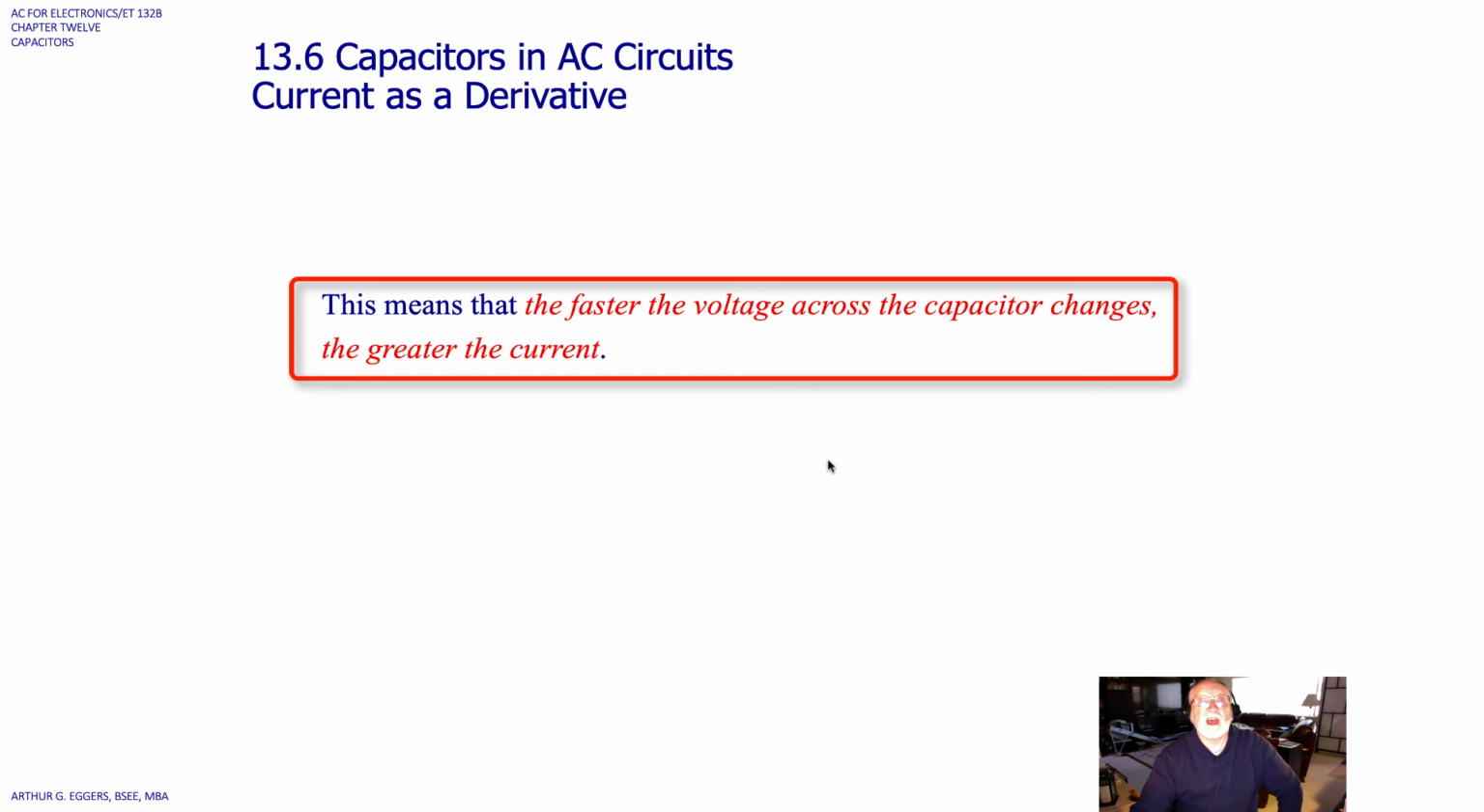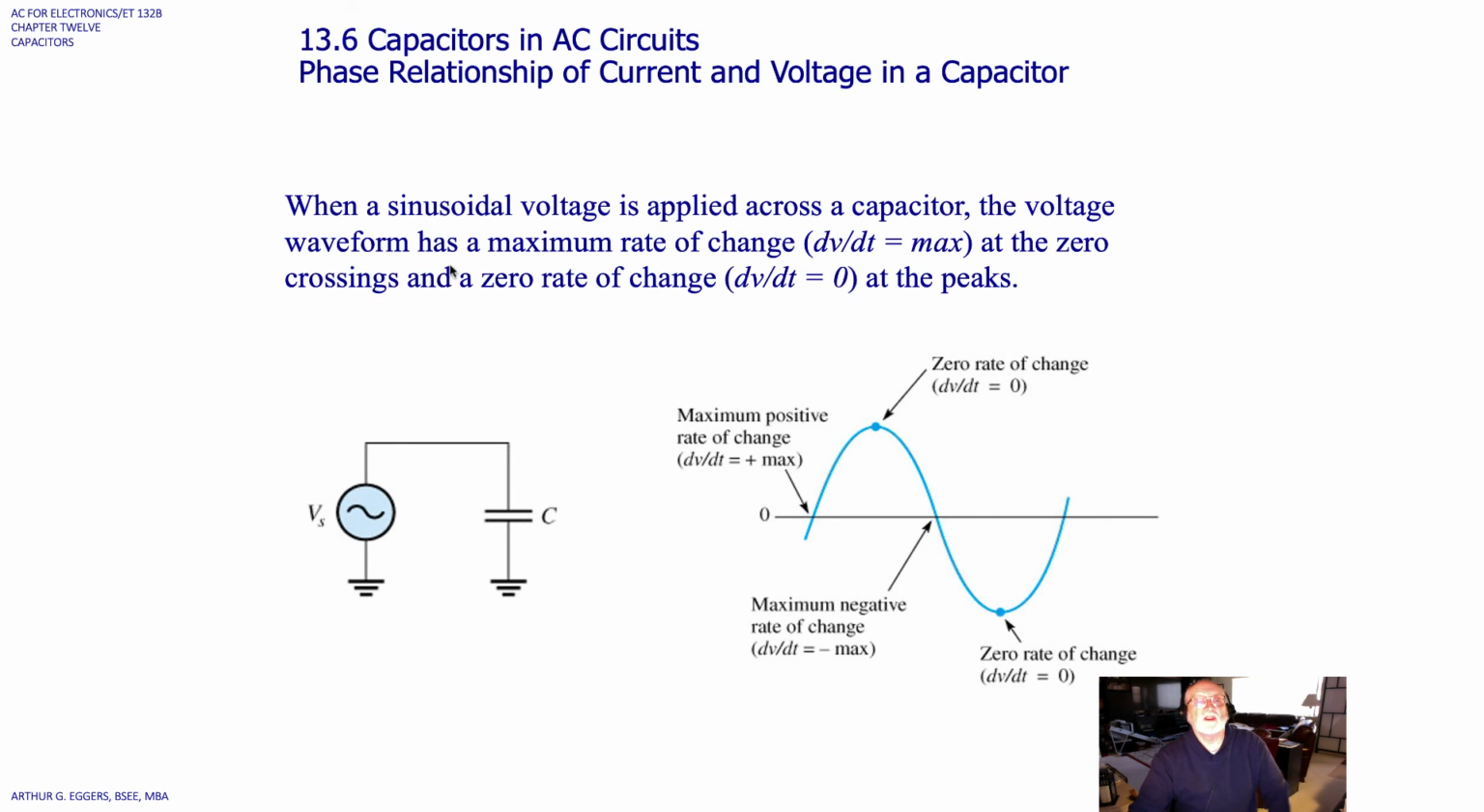So this means that the faster the voltage across the capacitor changes, the greater the current. So what this is going to start to do is introduce something called phase changes, or phase relationships, between the current and the voltage in a capacitor. As we proceed in the next video, I will start explaining what happens and how these phase relationships start to change and vary.